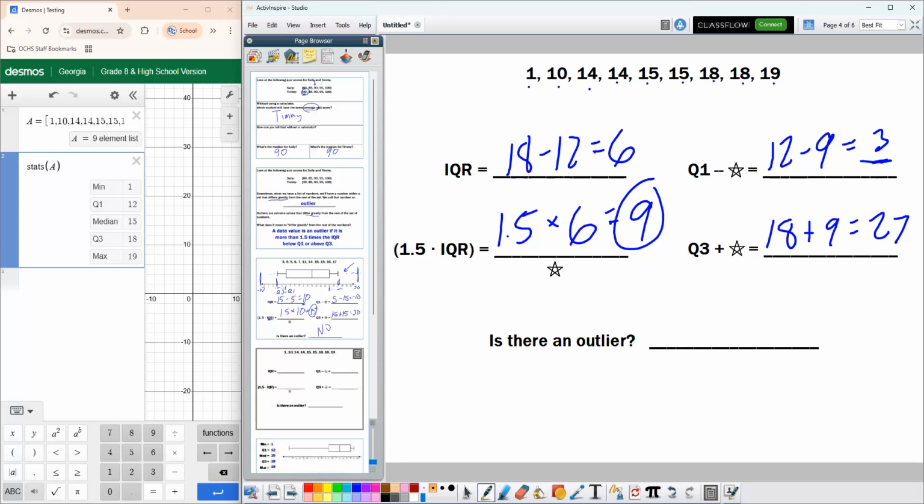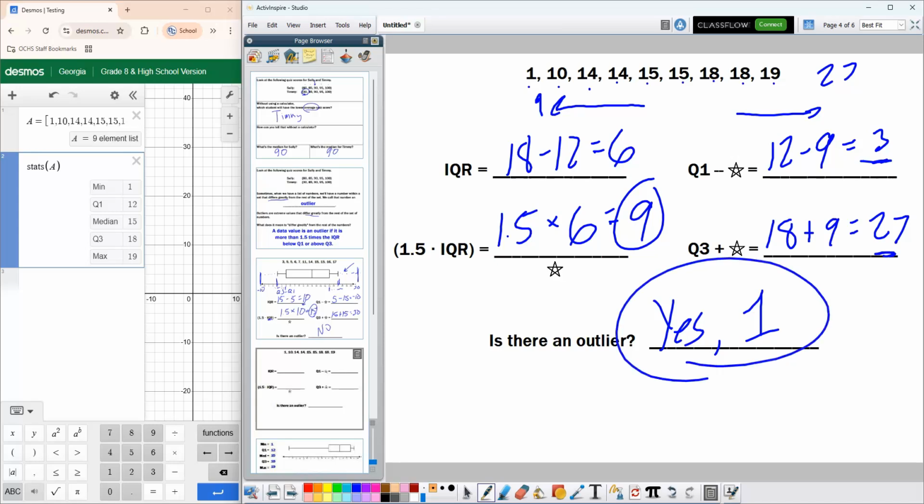Is there a number to the left of 3? Well, yeah, 3 would be right there, right? So yes, there is an outlier. 1 is an outlier. Is there a number to the right of 27? Well, 27's over there. There is not a number to the right of 27. So 1 is the only outlier. Okay? You could have outliers on both sides. In this case, we only have 1 outlier.